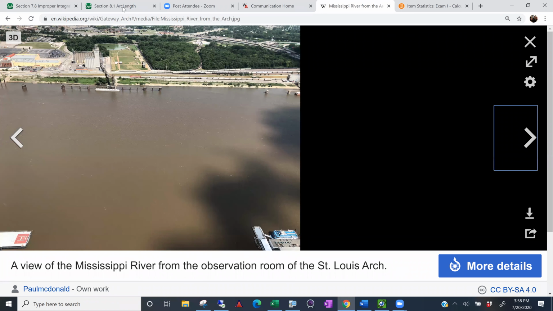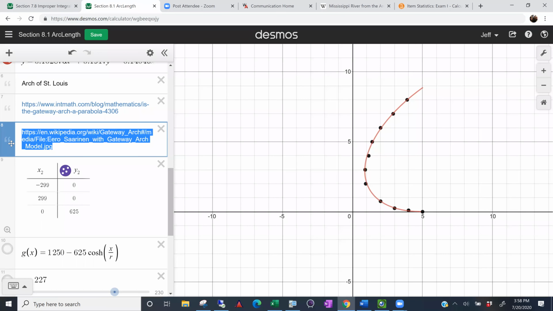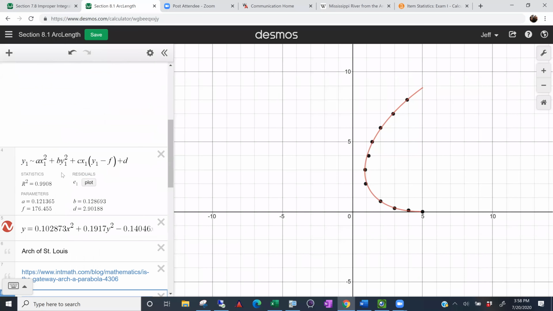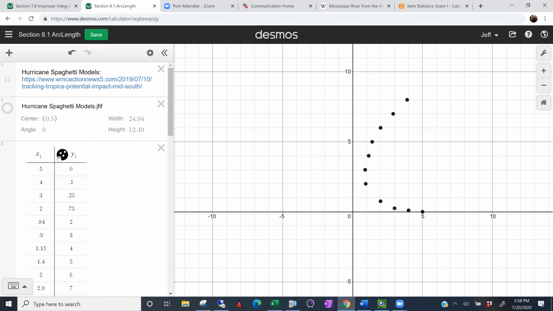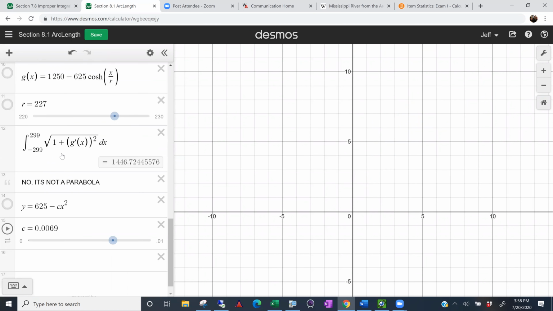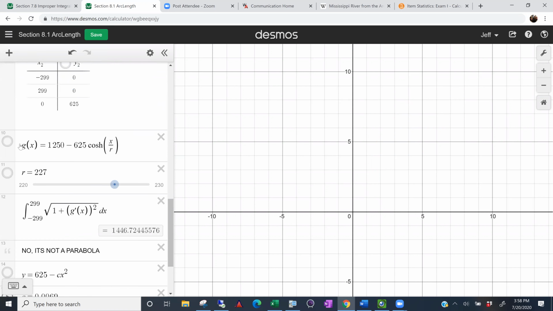I'm trying to think here. I think I have, let's see if we can shut these off. I think I do have that graph. So let me shut these off. So the arch of St. Louis can be modeled with this equation.